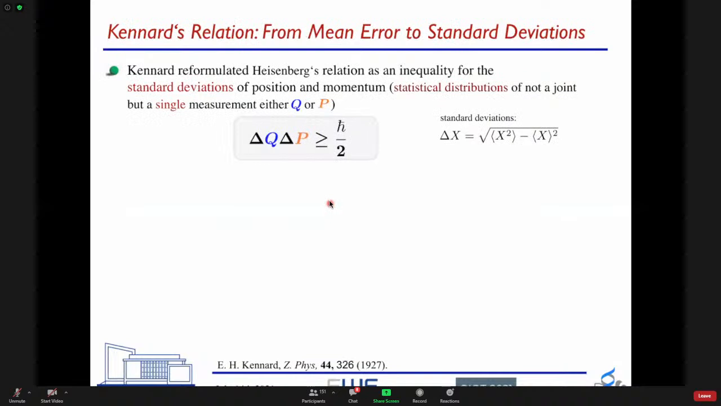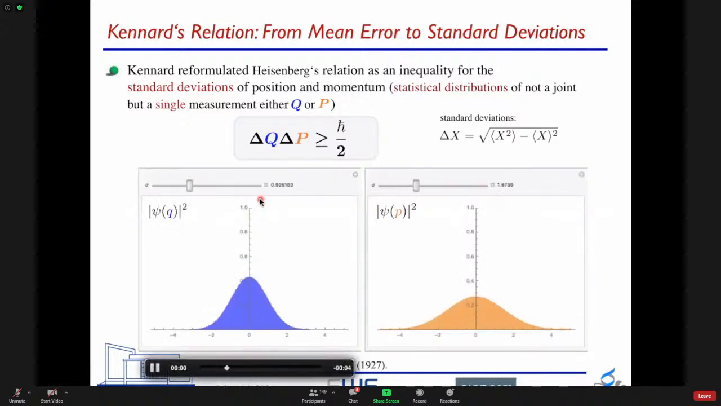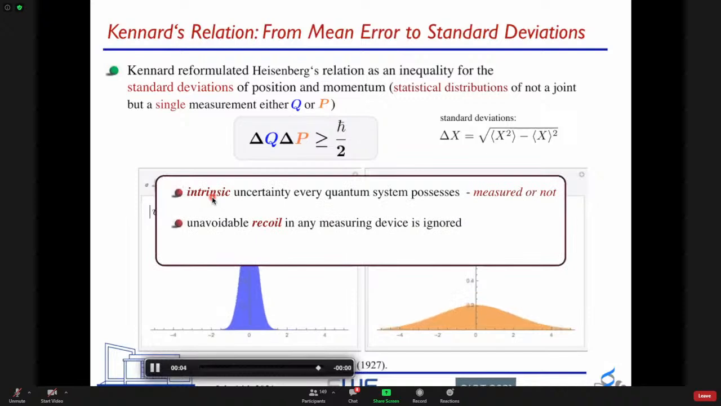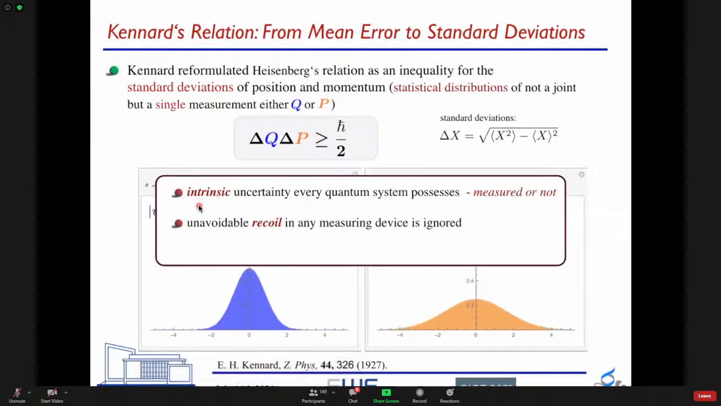subsequent momentum measurement. And in the very same year, this famous relation was reformulated by Kennard, but now you see the measures are completely different. Now you have standard deviations, and these are statistical distributions, not of the composite system with successive measurements, but these are results, spreads of single measurements. So if you think of some n particles, then you take n half particles and measure the width of the position distribution, and with the other half, you measure the spread of the momentum distribution as it's illustrated here. So this is a kind of an intrinsic uncertainty every quantum system must possess.